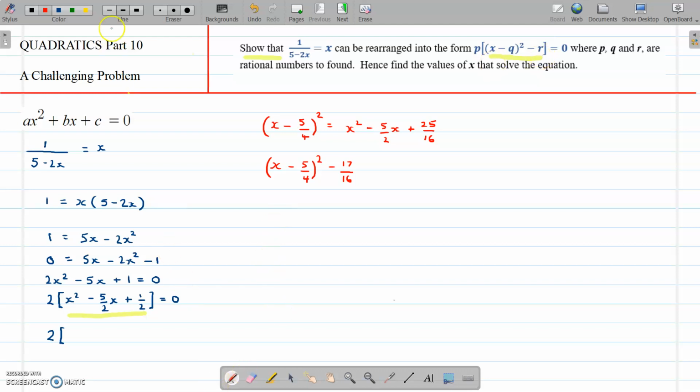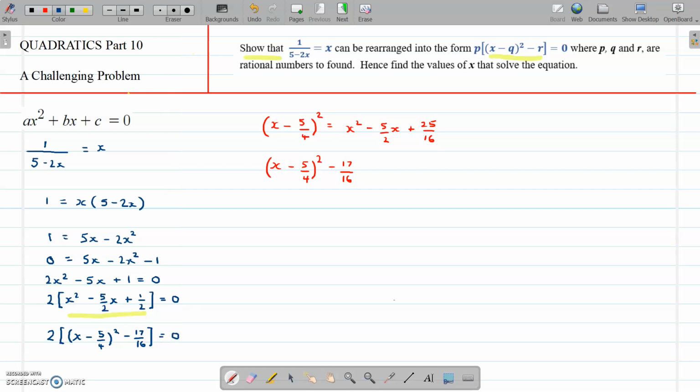So I'm going to go back to blue. I'm going to go down here and I'm going to write this exactly as I've done there. So inside the square bracket, I have x minus 5 over 4 all squared, okay, minus 17/16. Okay, and there's my close bracket, and there's my equals 0.